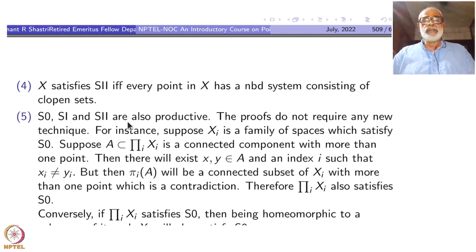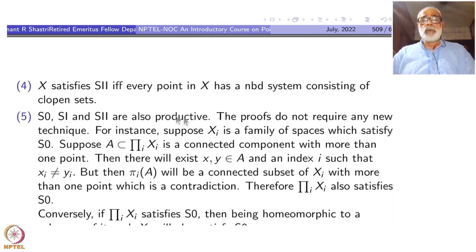S0, S1 and S2 are all productive also. Once again, the proof is similar to proving that Hausdorffness and regularity are productive. In these two cases, this case is just like proving the product of connected spaces is connected. It's much simpler than this one. The product of totally disconnected spaces is totally disconnected. That's what you have to prove. So it is similar, but let us just have a look at the first one.